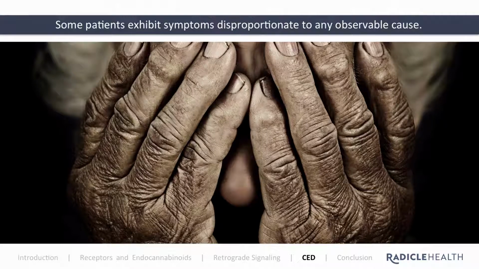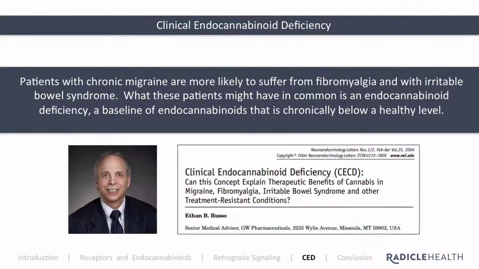Consider, however, patients who exhibit symptoms disproportionate to any observable cause. These patients suffer from hyperalgesic syndromes, where they feel pain even though the corresponding tissues appear healthy. Patients suffering from migraines, irritable bowel syndrome, and fibromyalgia all exhibit these symptoms. These types of conditions tend to occur in the same individuals. Patients with chronic migraine are more likely to suffer from fibromyalgia and with irritable bowel syndrome.